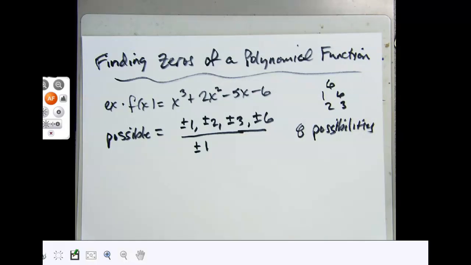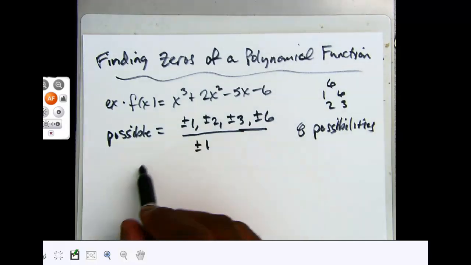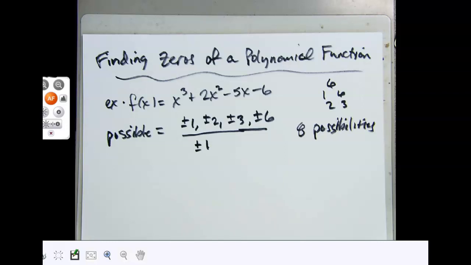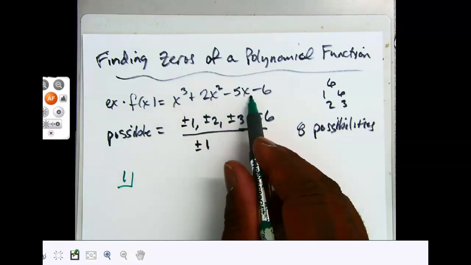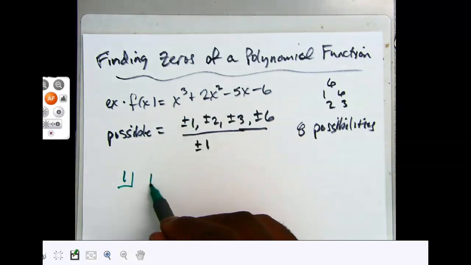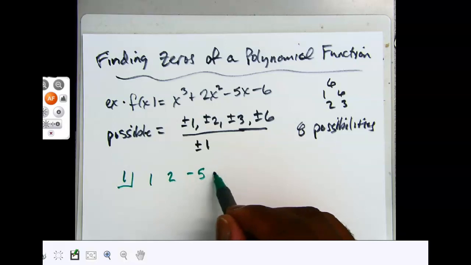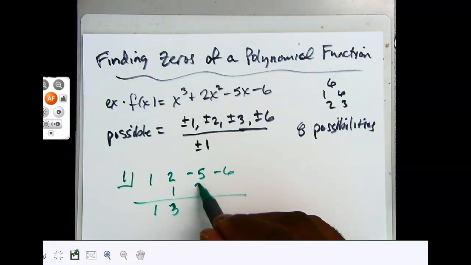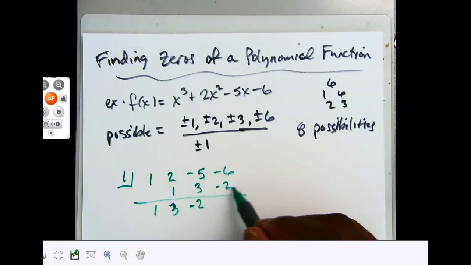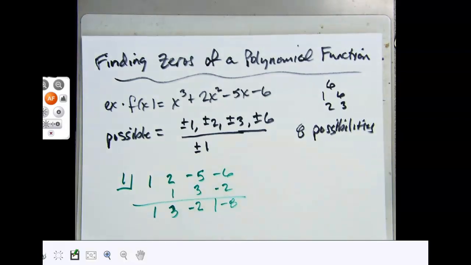All right, so now we start testing. So let's test the 1. So if we test 1, write down the coefficients of our polynomial. So that's 1, 2, -5, -6. We bring down our 1. 1 times 1 is 1. 2 plus 1 is 3. 1 times 3 is 3. -5 plus 3 is -2. 1 times -2 is -2, so we get a -8. So 1 is not a 0.